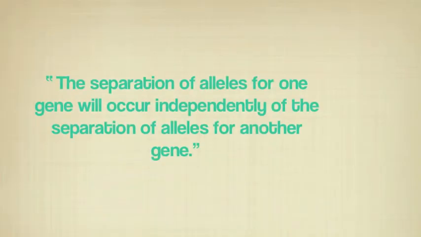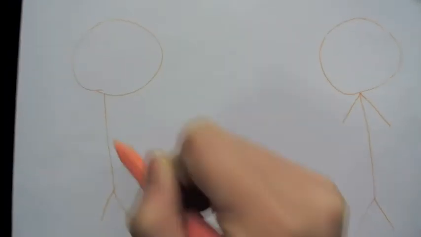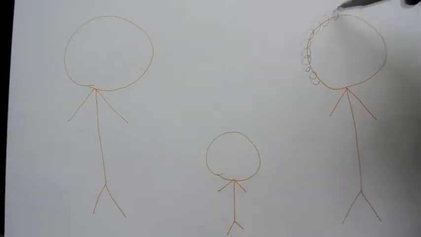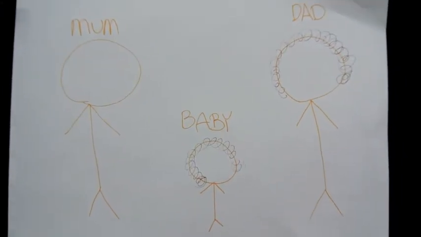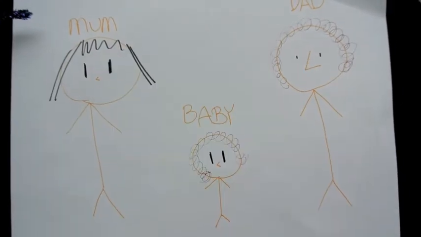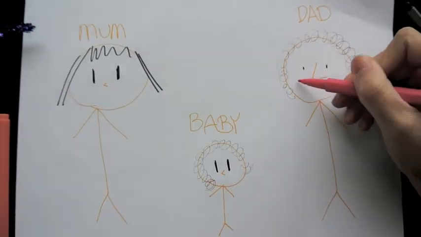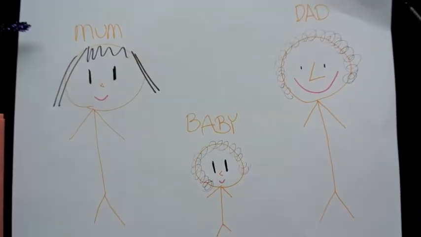The law of independent assortment states that the separation of alleles for one gene will occur independently of the separation of alleles for another gene. The orientation of any homologous pair is random and does not affect the orientation of any other homologous pair. Any one of a pair of alleles on a chromosome has an equal chance of being paired with or separated from any one of a pair of alleles on another chromosome. This means the inheritance of 2 different traits will occur independently of each other.